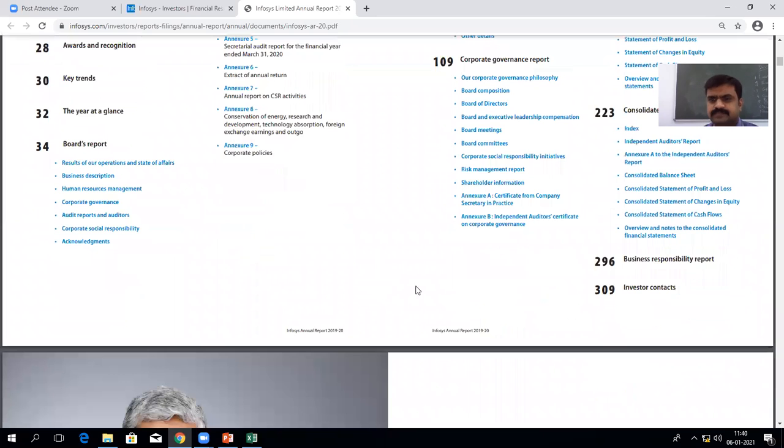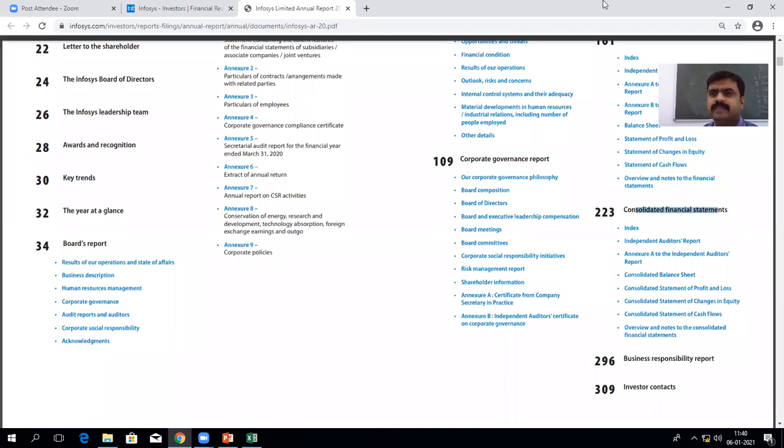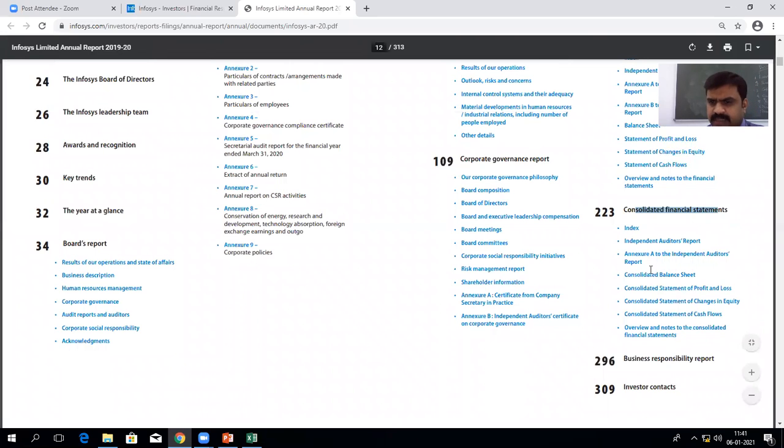And then this is where you can see the consolidated financial statements. Are you able to see? Yes, sir. Can you see here the consolidated balance sheet, consolidated statement of profit and loss account, changes in equity, cash flows, and the notes. You can look into that next year. Next year, I will give you an assignment on cash flow. This year, you can do profit and loss and balance sheet.